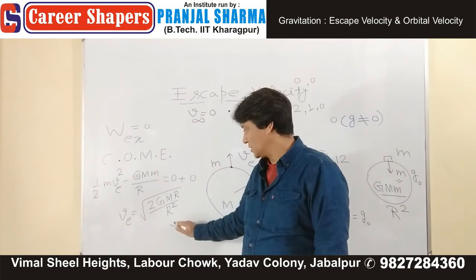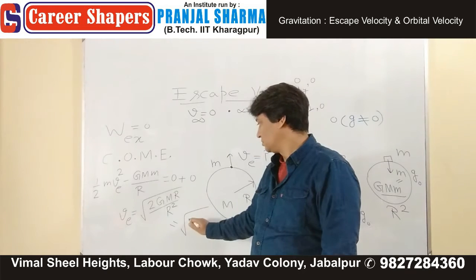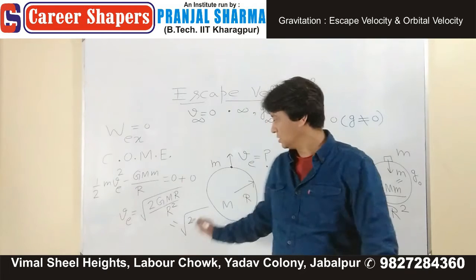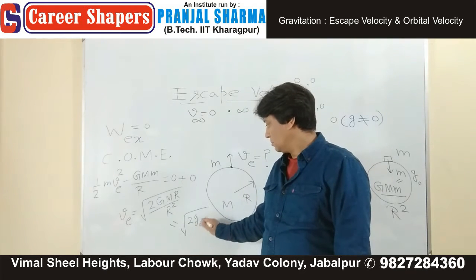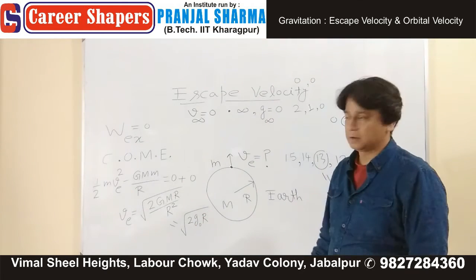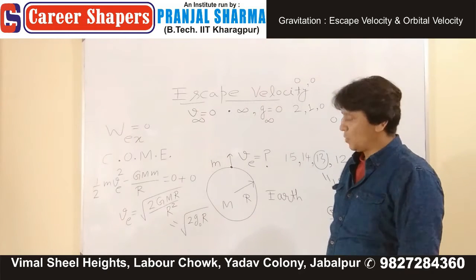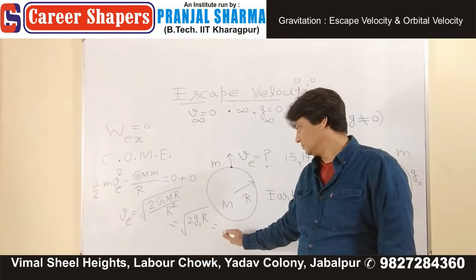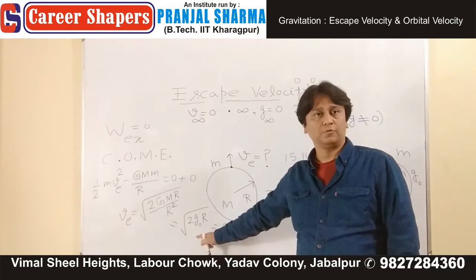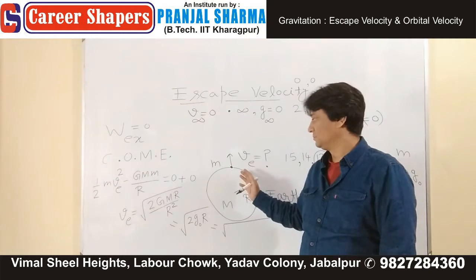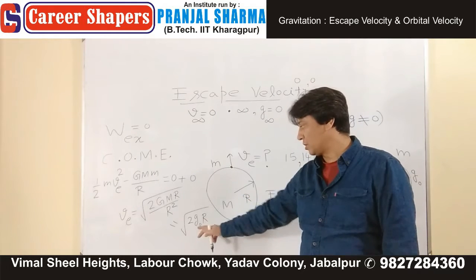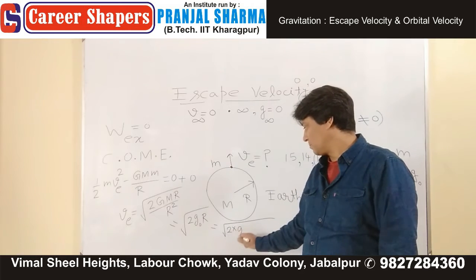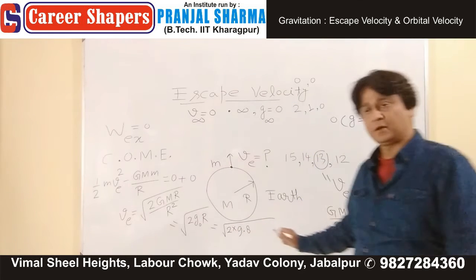GM by R square is now g naught, so V is the square root of 2 g naught multiplied by R. Why did we use this? It's easier to calculate this value for the Earth because we have g naught, we have the value of R. This is 2 g naught R, g naught is 9.8.